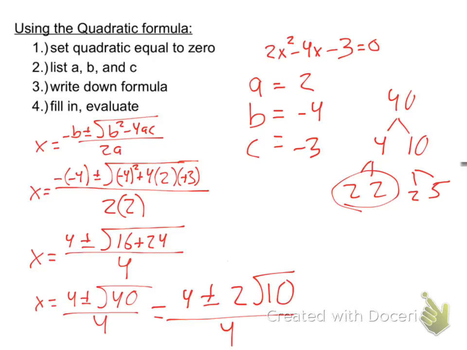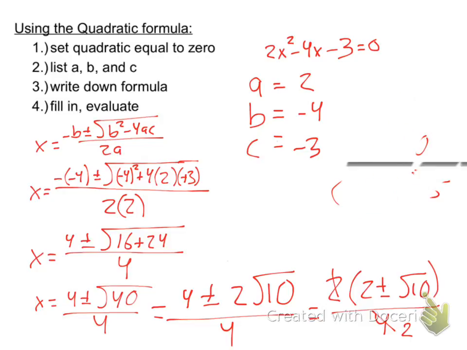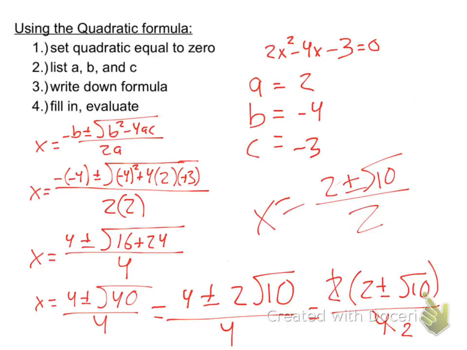Hey, wait a minute. I can factor a what out of the top? 4. No. A 2. So it's 2 plus or minus the square root of 10 all over 4. And then the 2's can reduce. So the answer, x equals 2 plus or minus square root of 10, over 2. You are done. That's completing the square.